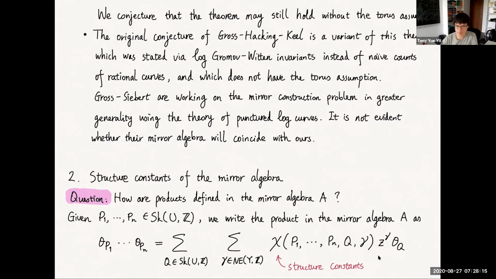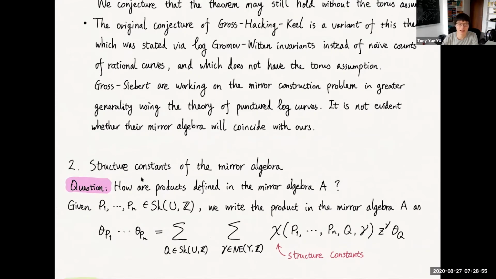in R. And next, recall that R is some monoid ring over the cone of curves. So we can write this coefficient as a sum over all curve classes gamma of the basis vector z to the gamma with some coefficient. And we denote this coefficient by chi P1 to Pn q gamma, and they are called structure constants.